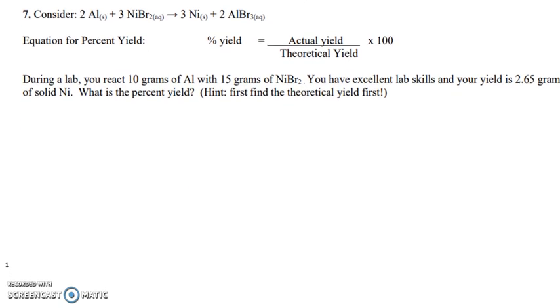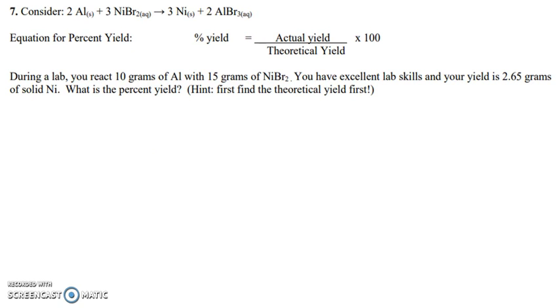So first things first, we're going to treat this a little bit like a limiting reactant problem, where we can list underneath our equation what we have of each thing. So let's start there. We start with 10 grams of aluminum, and we start with 15 grams of nickel 2 bromide, and our problem is telling us in the end that we produced 2.65 grams of solid nickel. If this is the information we have and it's all about nickel in the end, we want to turn both of our reactants into nickel.